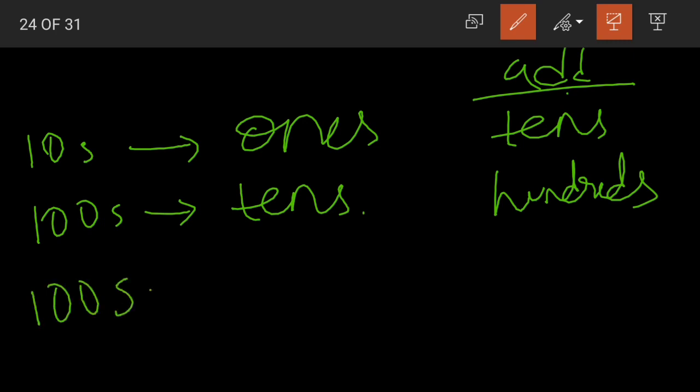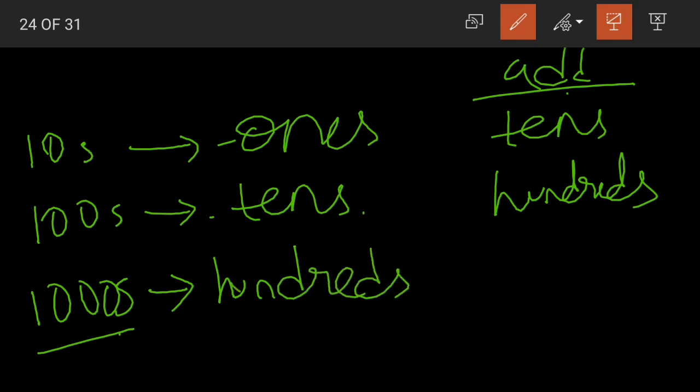Now in the same way, when we are rounding off to the nearest thousands, see, after ones and tens comes hundreds, right? So we look up the digit in the hundreds place. If it is equal to or greater than 5, then we add 1 to the digit in thousands place.